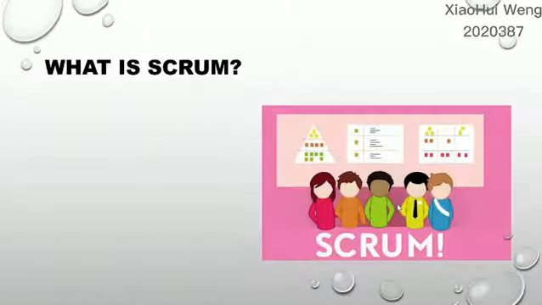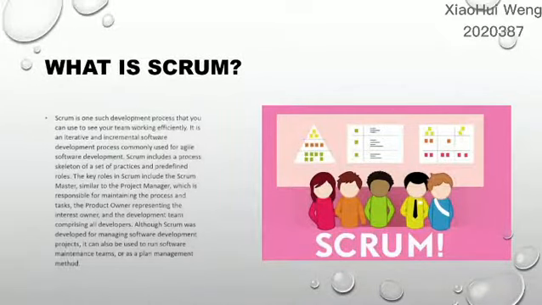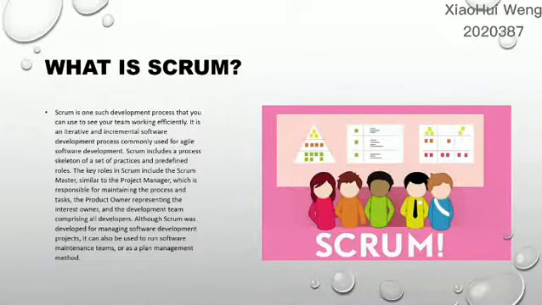So, what is Scrum? Scrum is one such development process that you can use to see your team working efficiently. It's an iterative and incremental software development process, commonly used for agile software development. Scrum includes a process skeleton of sets of practices and predefined rules.